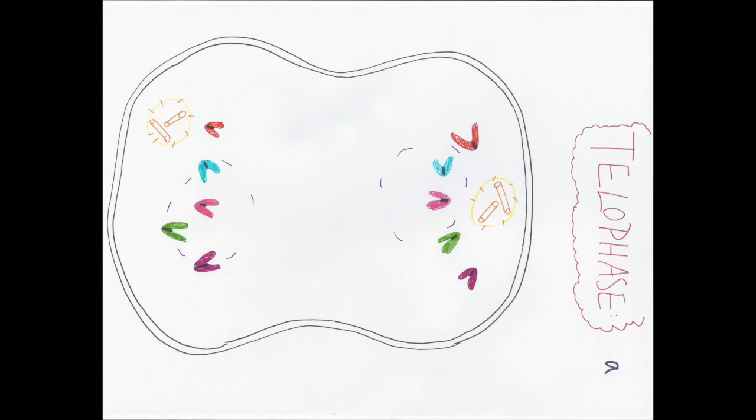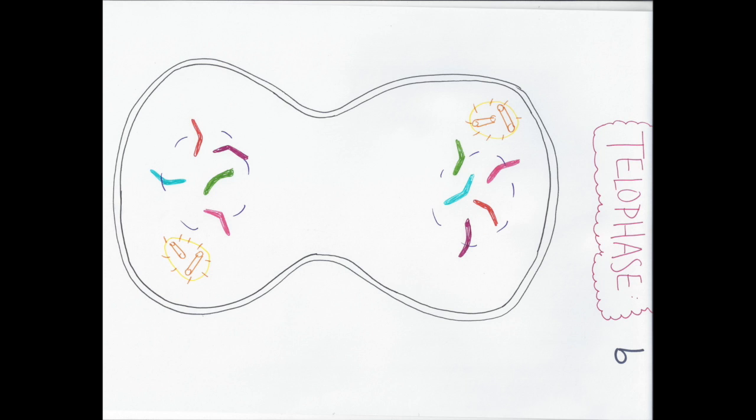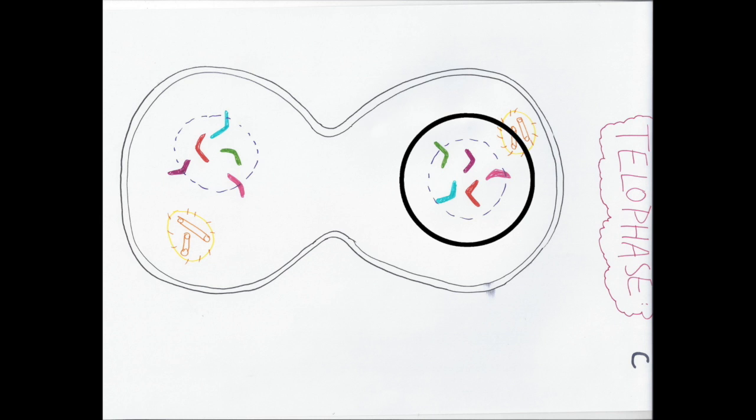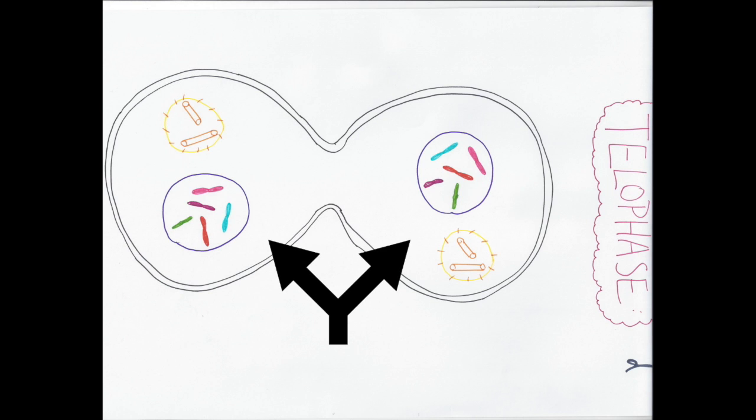Lastly, telophase is the final phase of mitosis. Here, the chromosomes that have moved to opposite sides of the cell begin to decondense. The nucleus and nuclear envelope reappear and start to surround these chromosomes, and the spindle fibers break down. The result of mitosis is 2 identical sets of DNA and 2 different nuclei.